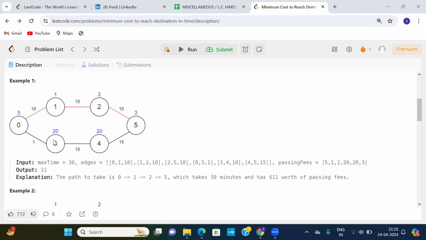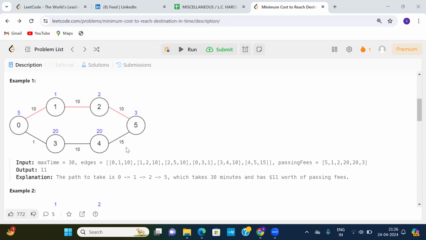This is requiring less time. So if it is asking only about time, we would have directly written this using Dijkstra's algorithm. But here is a twist. We have to minimize the cost, keeping max time in our mind.